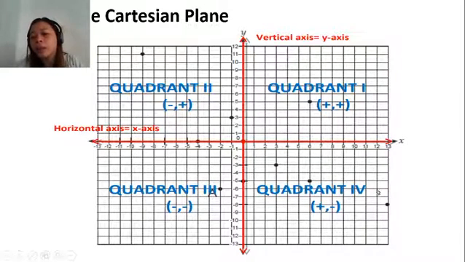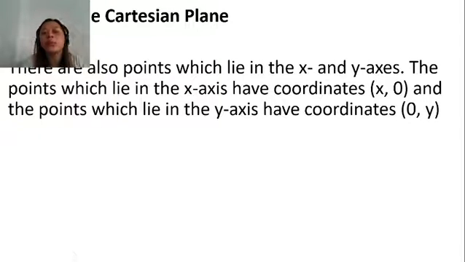And then, we have quadrant number 4, positive and negative, because all the digits on the x-axis being plotted are positive, and then on the y-axis are negative. That's why you can have the coordinates positive and negative. There are also points which lie on the x-axis and y-axis. The points which lie on the x-axis have coordinates (x, 0), and the points which lie on the y-axis have coordinates (0, y).